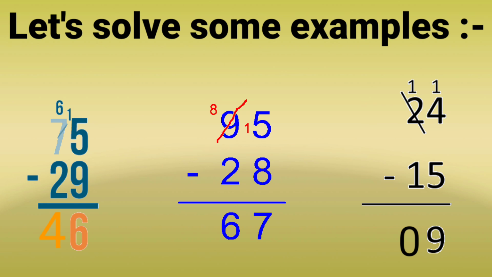Now let's take next example, 24 minus 15. So as you can see, here the number 5 cannot be subtracted from 4. So we will borrow 10 from 2. As we borrow 10 from 2, then one digit will be subtracted from 2. That is, 2 will become 1 and 4 will become 14. Now 14 minus 5 equal to 9 and 1 minus 1 equal to 0. So the answer is 9.